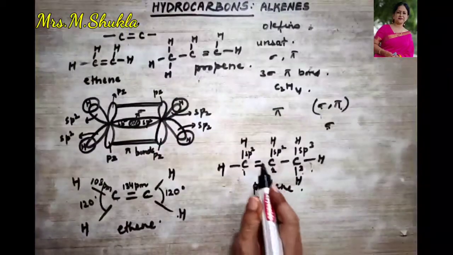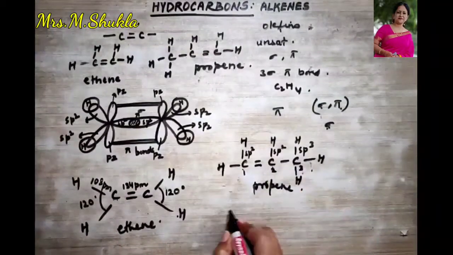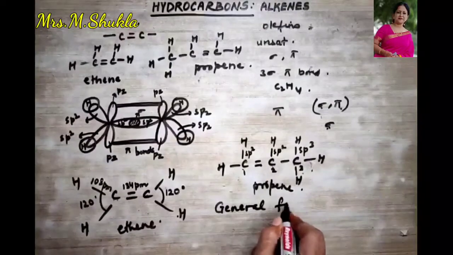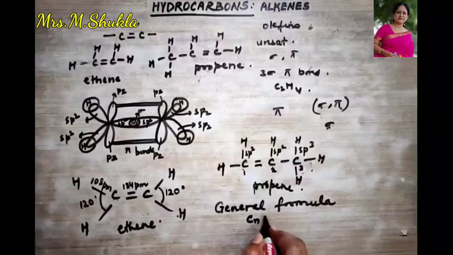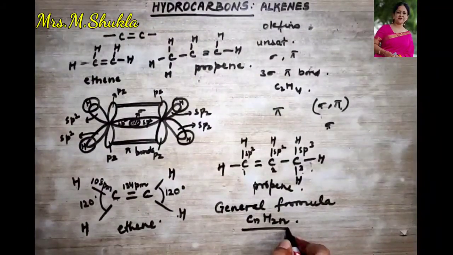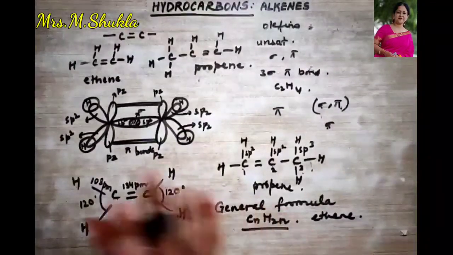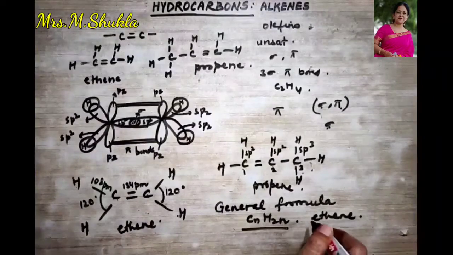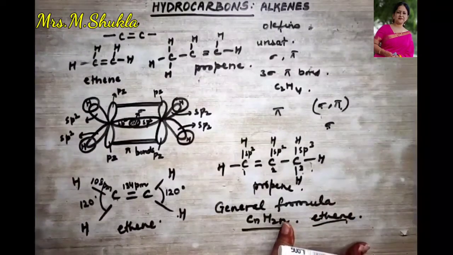Now let us talk about the general formula that is given to alkenes. The general formula of alkenes is CnH2n, and the first member of the homologous series is ethene. There is no such member called methene. The series itself starts with ethene, right?